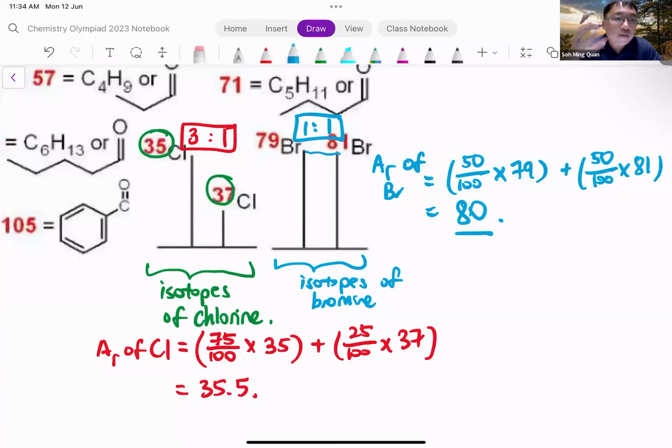Okay, so hopefully it also shows you that mass spectrometry is important for us to work out isotopes, and to work out the relative abundance of every isotope based on the height of the peak. Finally, based on the height of the peaks, we can work out the AR of that element. So that's what mass spectrometry is also very useful for.